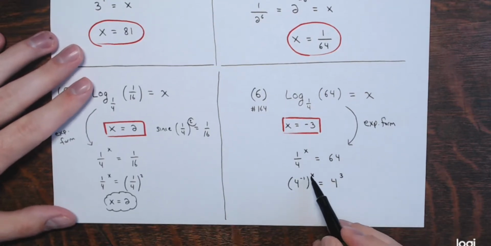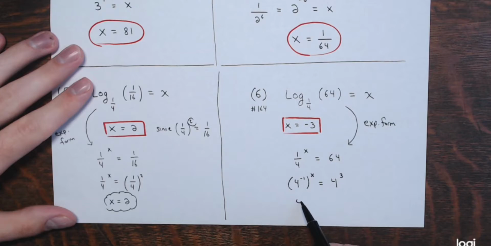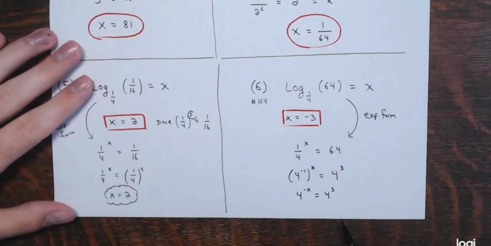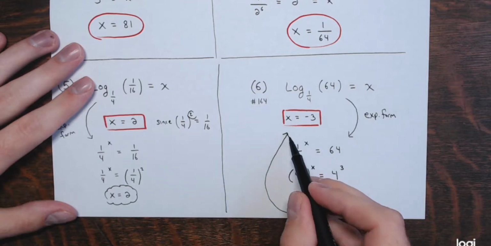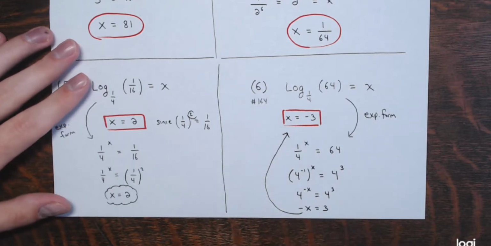And then here I need to use some properties of exponents to get a single power here. 4 to the negative first to the x would be 4 to the negative x power equals 4 to the third power, and then I apply that one-to-one property. The only way two expressions with the same base are equal is if their exponents are equal. So negative x must be equal to 3, and then dividing both sides by -1 gives me x must be -3. Right?